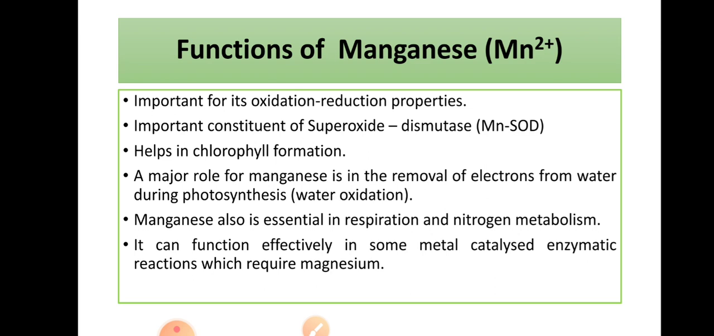Now the next is manganese. It is also important for oxidation reduction properties. It is constituent of superoxide dismutase enzyme. It is helpful in chlorophyll formation. A major role for manganese is the removal of electron from water during photosynthesis. Manganese is also essential in respiration and nitrogen metabolism. It can function effectively in some metal catalyzed enzymatic reaction which require magnesium.